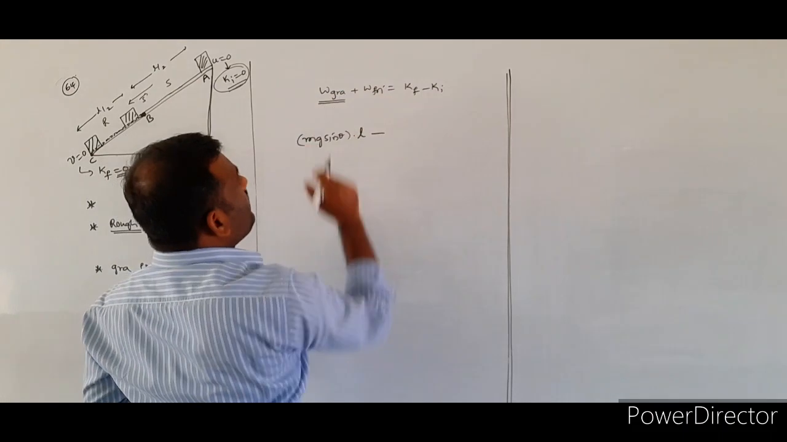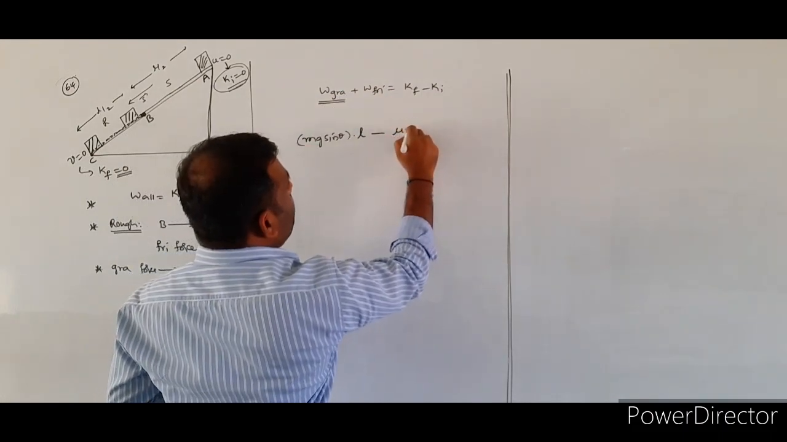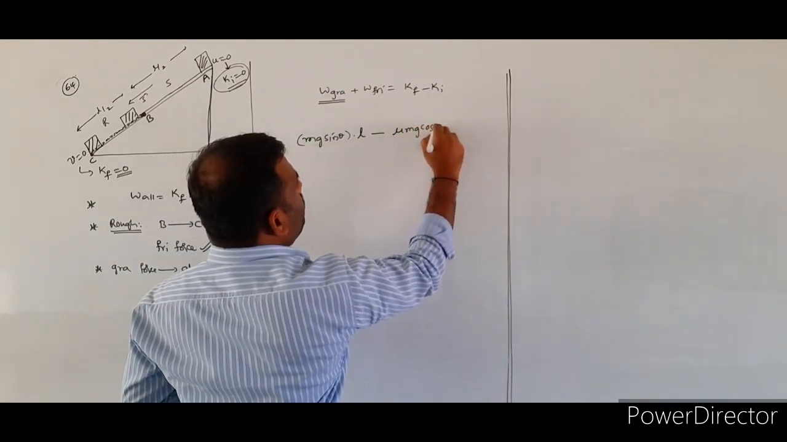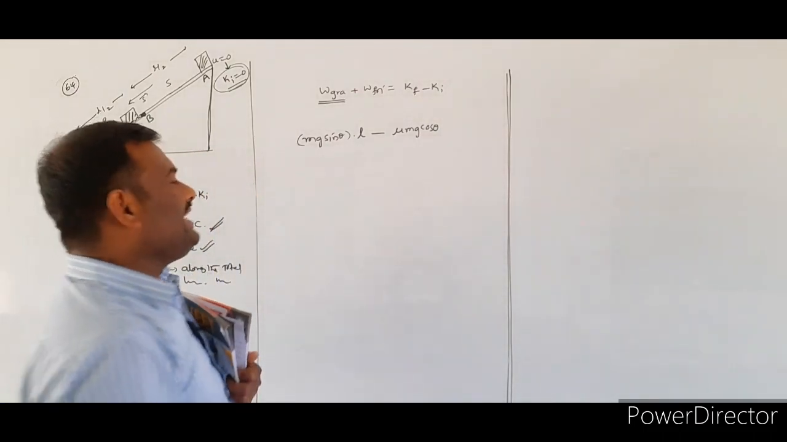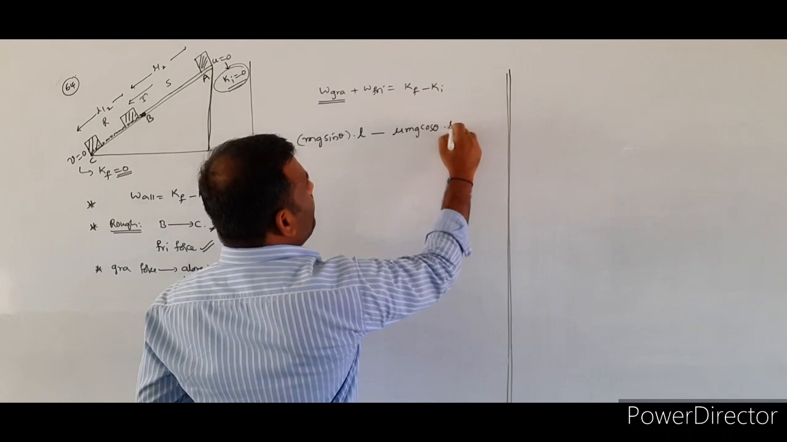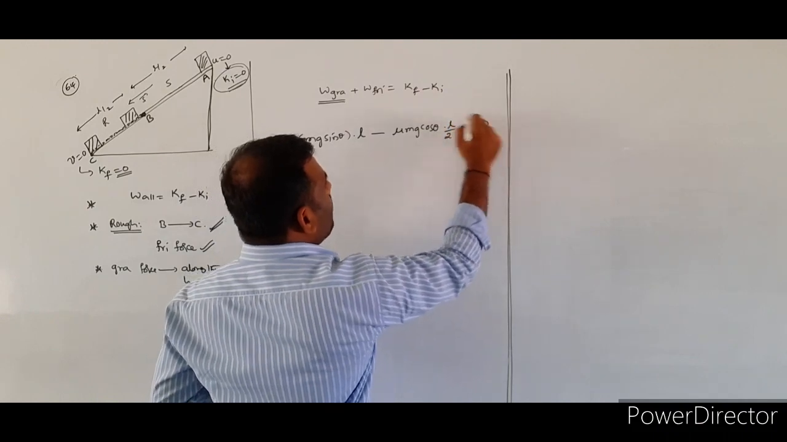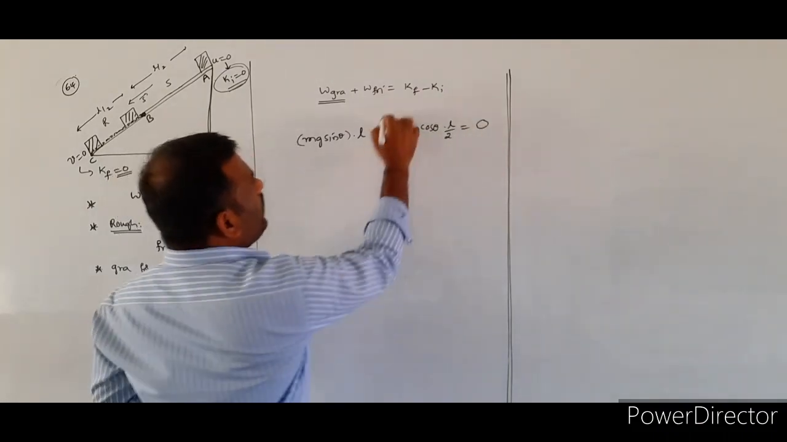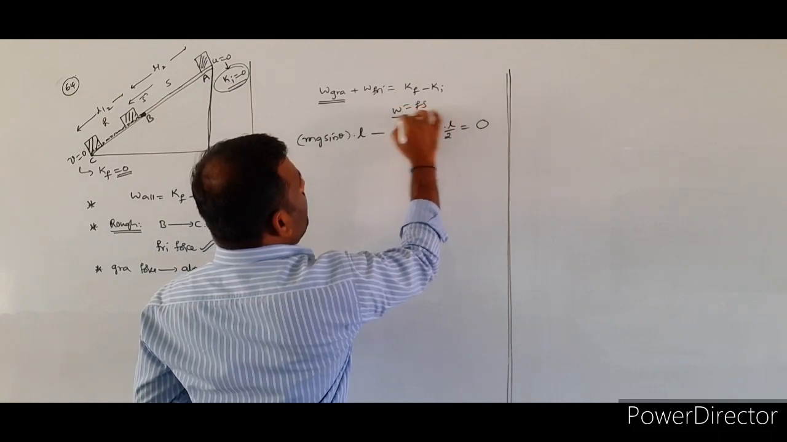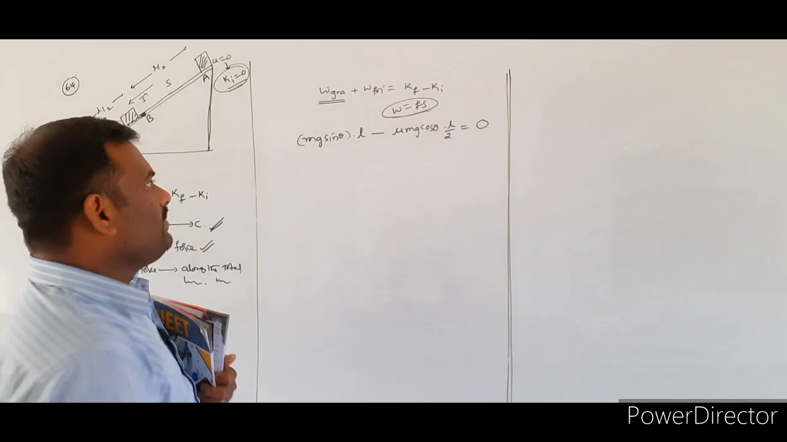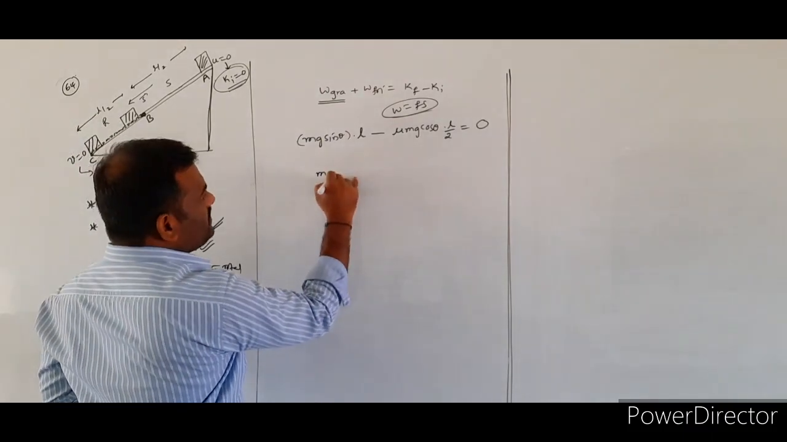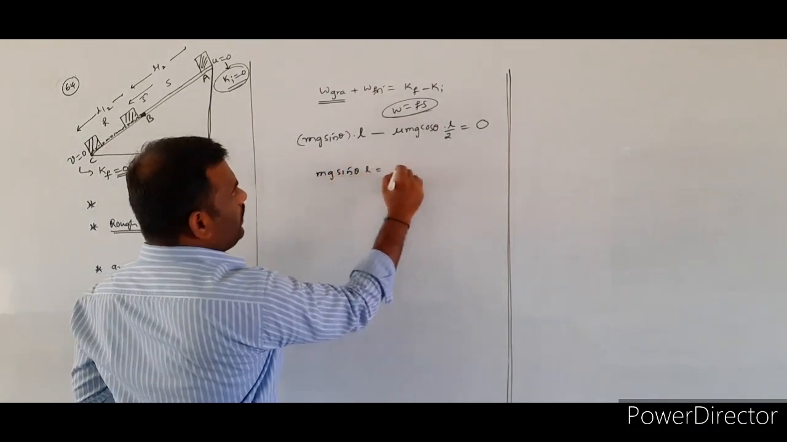And work done by the frictional force is equal to the frictional force of magnitude mu mg cos theta, and its displacement is L by 2, and the right side term is equal to 0. Here, work done is equal to force into displacement.